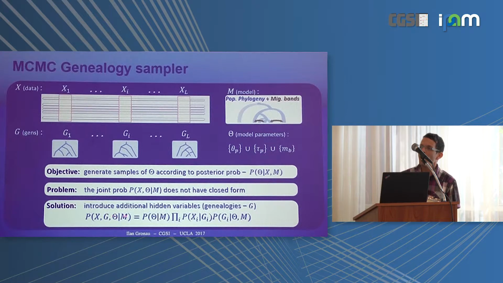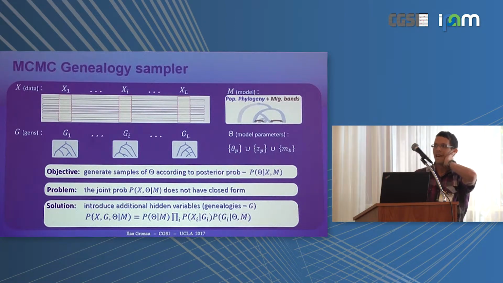So I'll get into this equation in a bit, but just understand what the components are. Again, X is the data that I actually have. M is the model that I'm assuming. Theta are my target. These are the things that I actually want to get out of this method. And G, these genealogies, are something that my method is going to have to internally hold, but I don't care about them. As somebody who just wants to understand population history, I don't really care about what these genealogies are, as long as they help me get good parameter values.